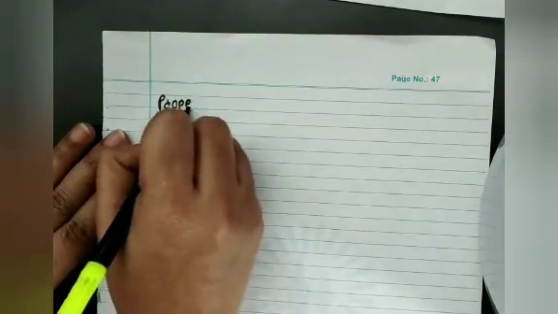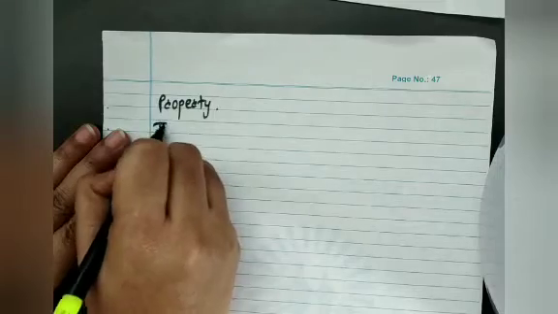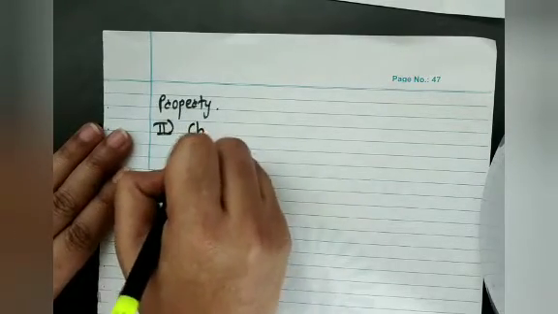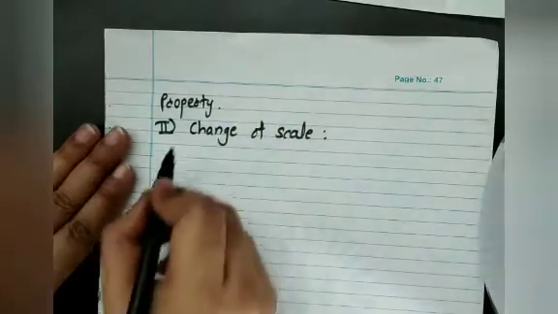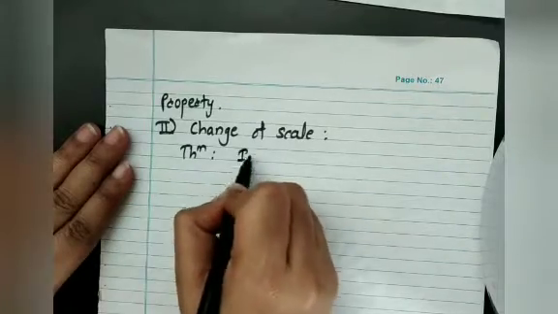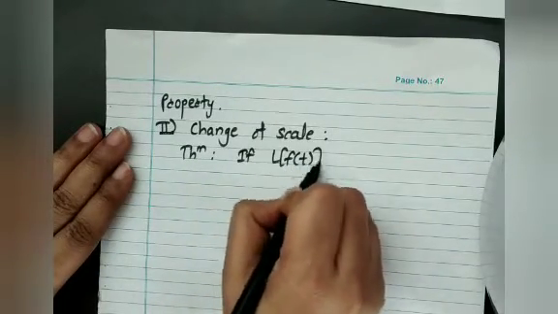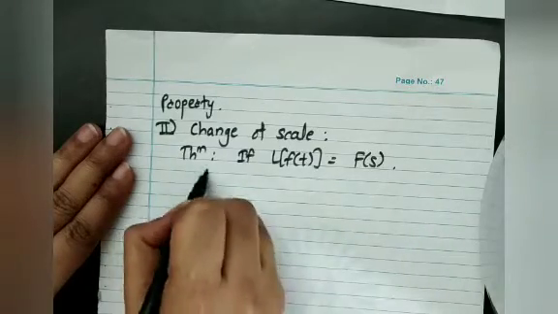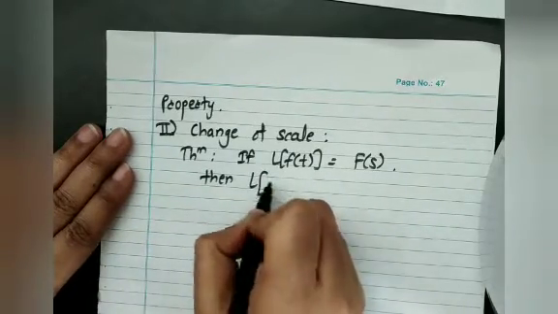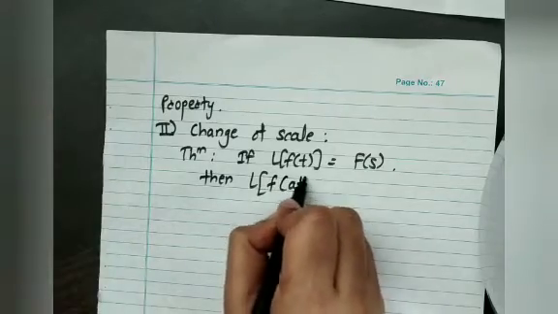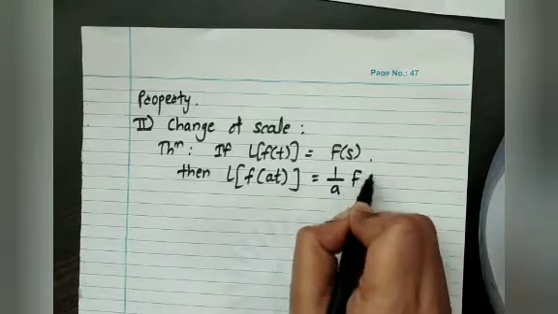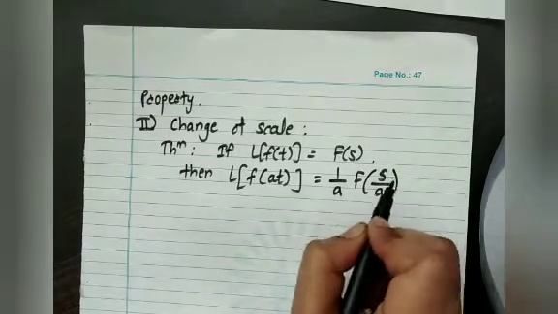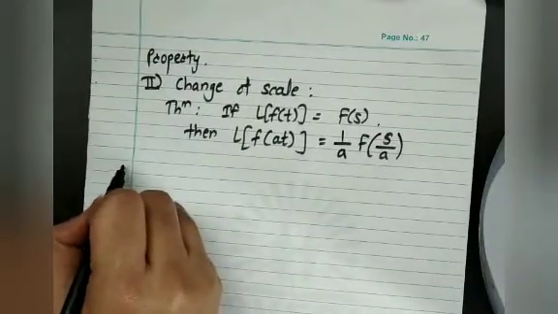We'll move to the second property of Laplace transform, that is change of scale. The first property was linearity, second is change of scale. The theorem says if Laplace transform of f of t is F of s, then Laplace of f of at, if t is replaced by at, then it will be 1 upon a F of s upon a. Remember this. On that we'll take one question.